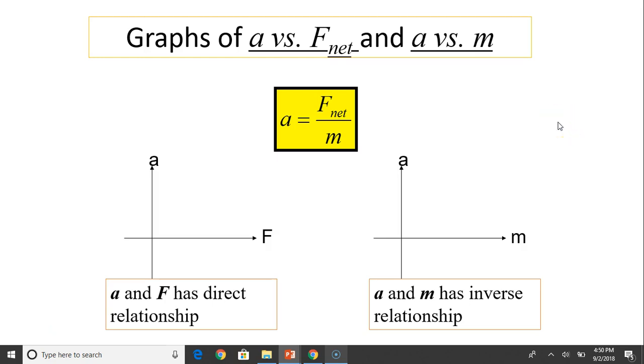Graphs of acceleration versus net force and acceleration versus mass. Acceleration is net force over mass. So acceleration and net force have a direct relationship. A direct relationship is a straight line. Acceleration is inversely related to the mass. That is a curved down relationship.